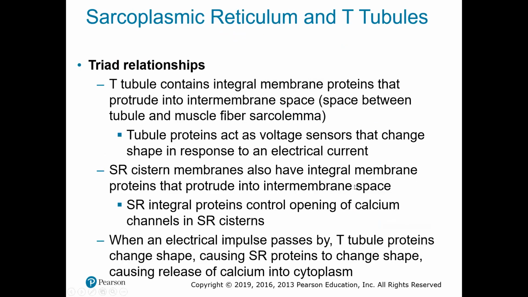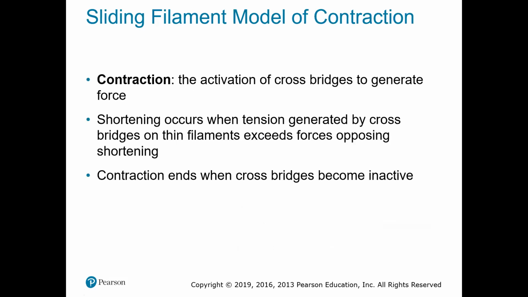Okay, and this just says what I already said. A nerve impulse comes down the T-tubule from the surface of the cell and causes the cisterns at every sarcomere to open up and flood the cell with calcium. Calcium is critical here because calcium is what causes the troponin to pull the tropomyosin out of the way.